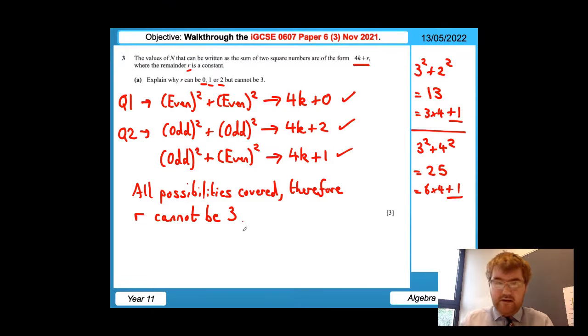Okay, so that's the way I've gone through it, just going through systematically through the possibilities, using questions 1 and 2. That's really, really important to then make sure that you've got the correct answer there. So question 1, I did this. Question 2, I did this. I've covered the last situation, and therefore I've got to my answer.